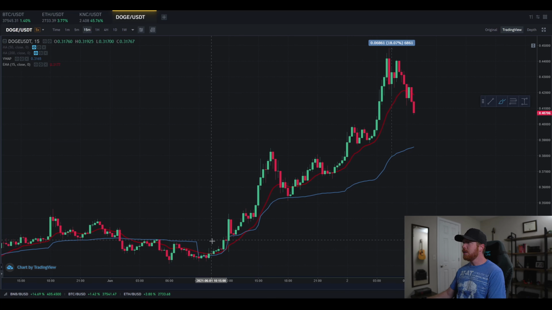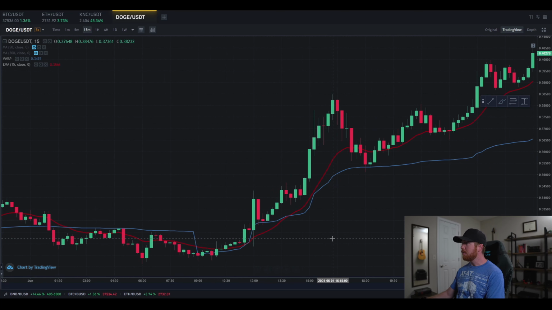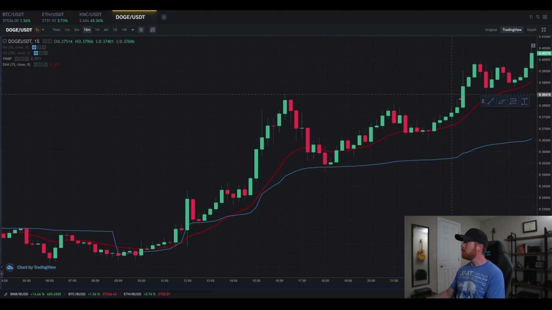Okay, so if you look here at this point, you see these numbers here. Let's go ahead and zoom in a little bit further. Okay, so this is kind of the start of the bull run here.